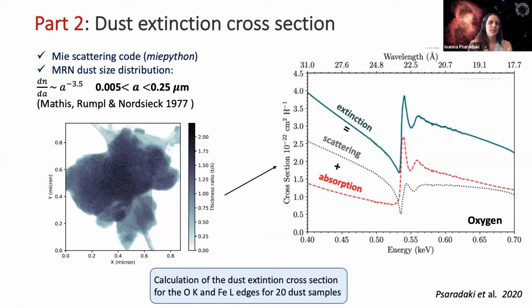Here you can see a picture from the laboratory of the dust. This is a region on the sample, not exactly the dust grain, where the color bar is a thickness ratio. What we calculate in the end is the dust extinction cross-section, which has both scattering and absorption components. We do this calculation for both the oxygen and iron features for all the 20 samples, and we have our different models. What we need to do is to apply them to the X-ray spectrum.